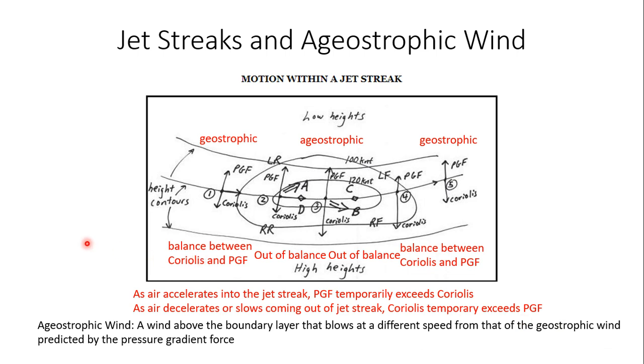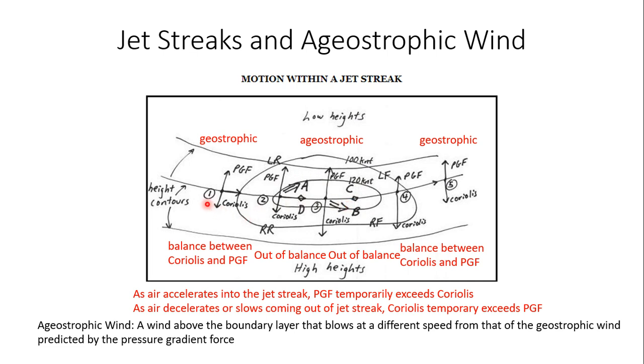All right, so now I want to talk about something known as ageostrophic wind and something within the jet stream axis itself that is known as a jet streak. All a jet streak is, is an accelerated area within the jet stream axis, extremely fast-moving winds within the jet axis core. This little oval shape represents a jet streak.